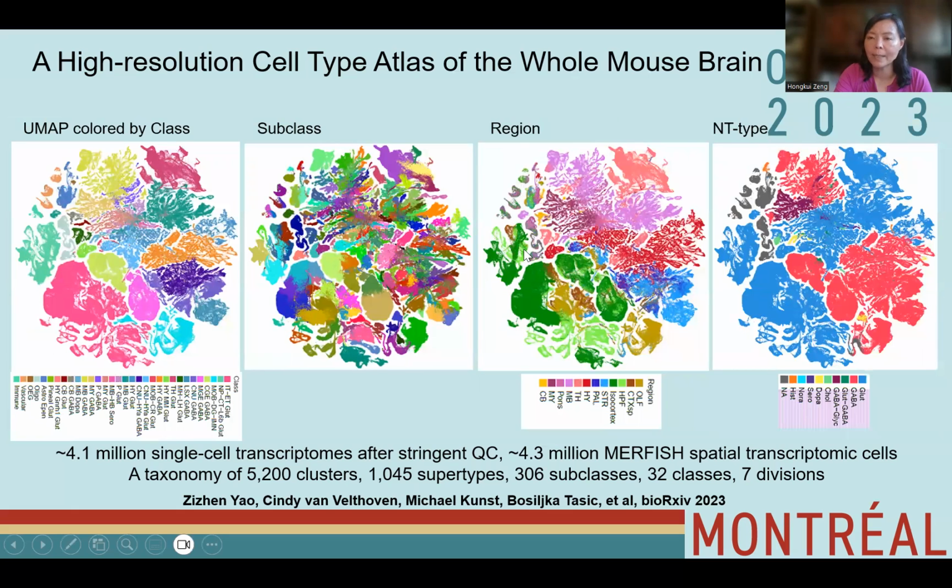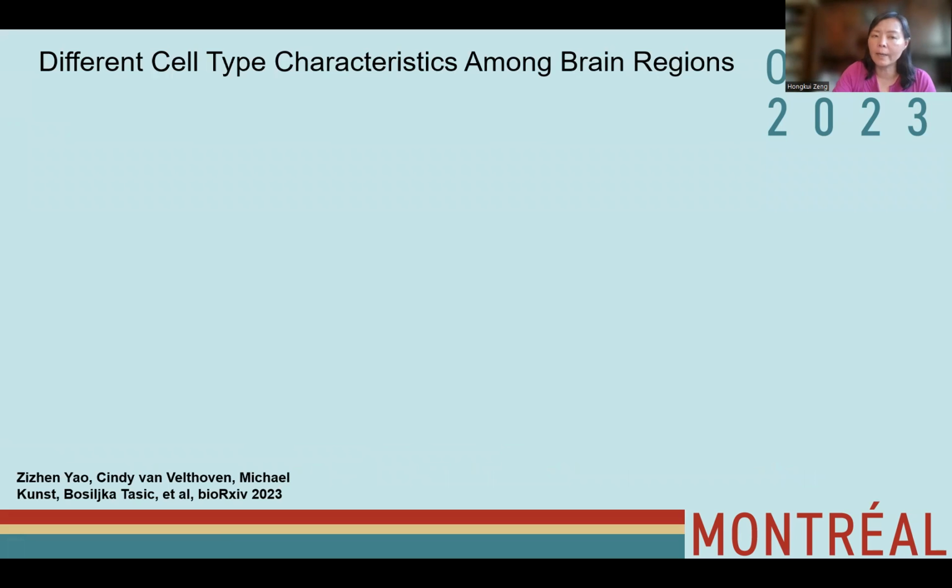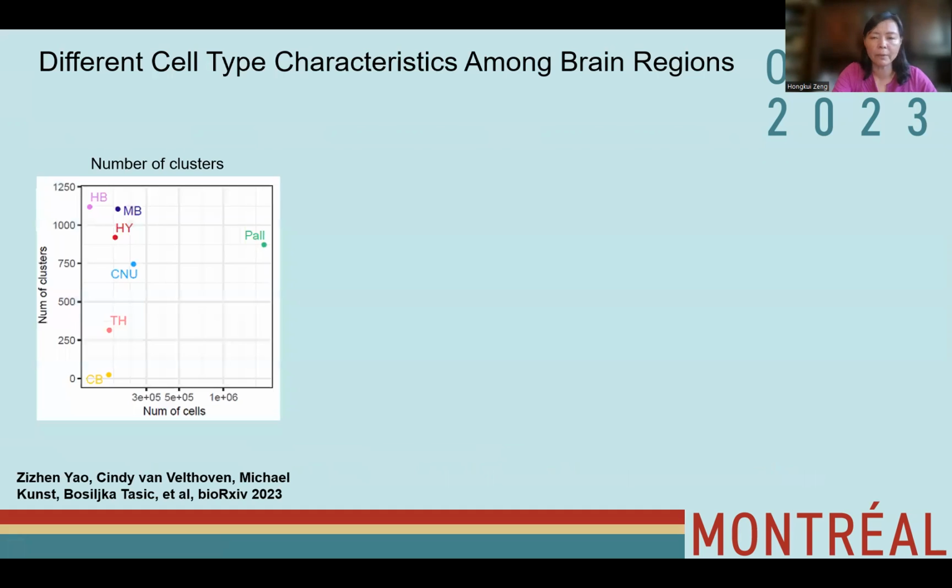The taxonomy or cell type atlas can also be visualized in a UMAP, which contains all the 4 million single cell transcriptomes. It is colored by class, subclass, region, and the major neurotransmitters each cell expresses. A key point I want to mention here is that we find cell types are not just defined by their molecular properties, such as which neurotransmitter they express, but they are also strongly influenced by which brain regions they come from. So in the end, the computationally derived cell type organization, for example, those 32 classes, are really defined by the combination of molecular identities and regional identities. Furthermore, we discovered different cell type characteristics among different brain regions.